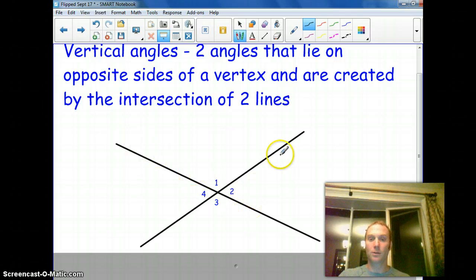Here are two lines, and they are creating those four individual angles. Now there are more angles down there than just those four, but for starters we will just talk about angles 1, 2, 3, and 4. There are two pairs of vertical angles in that picture.